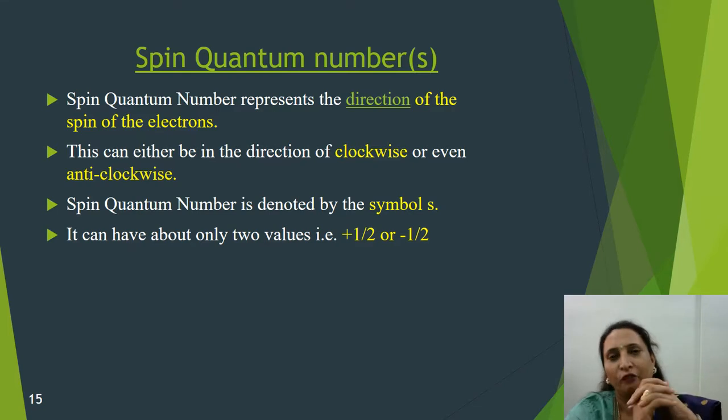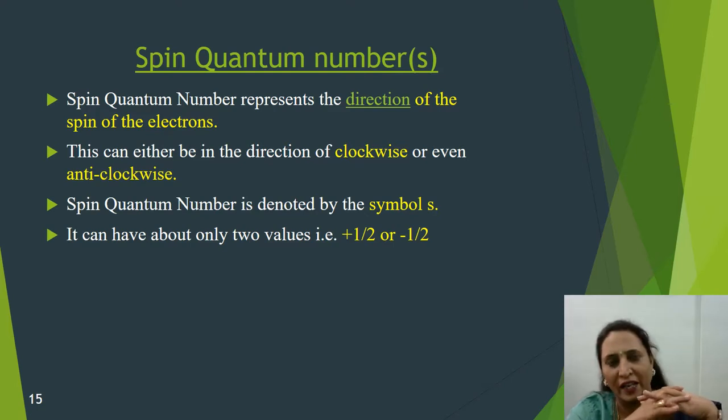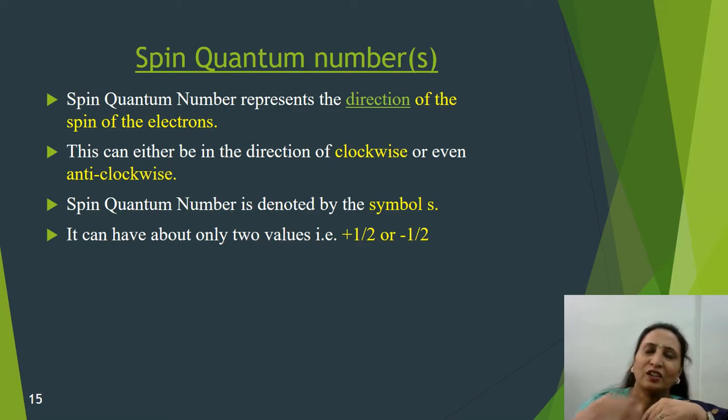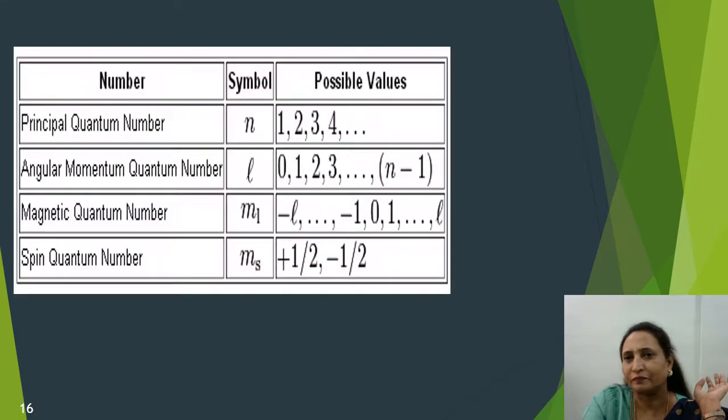That is, the fourth quantum number is totally related to the direction of the moving electron. It moves in 2 directions, clockwise and anti-clockwise. When it moves in a clockwise direction, it is represented by the value plus 1/2. When moving anti-clockwise, it is represented by the value minus 1/2. So this is the role of the fourth quantum number, the spin quantum number.